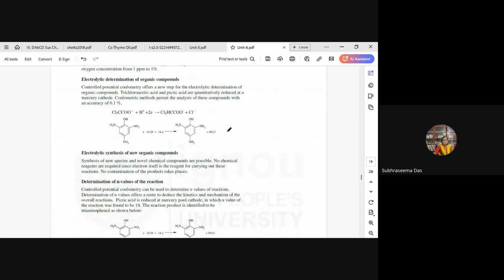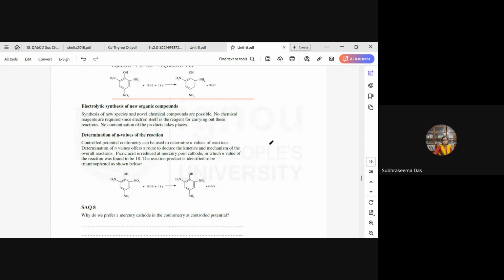Then, coming to electrolytic determination of organic compounds. Controlled potential coulometry offers a new step for the electrolytic determination of trichloroacetic acid and picric acid, which are quantitatively reduced at a mercury cathode. The coulometric method permits analysis at an accuracy of 0.1%.